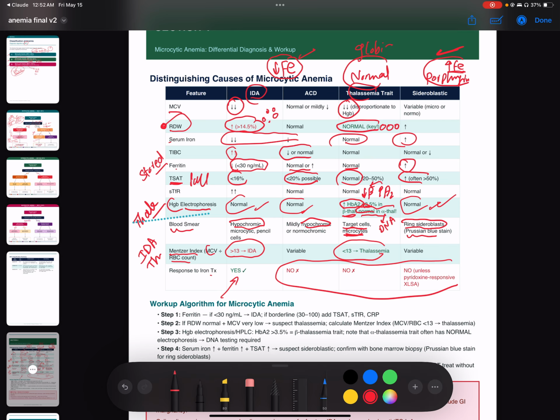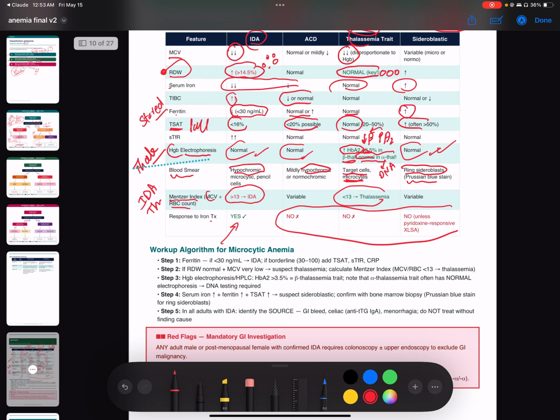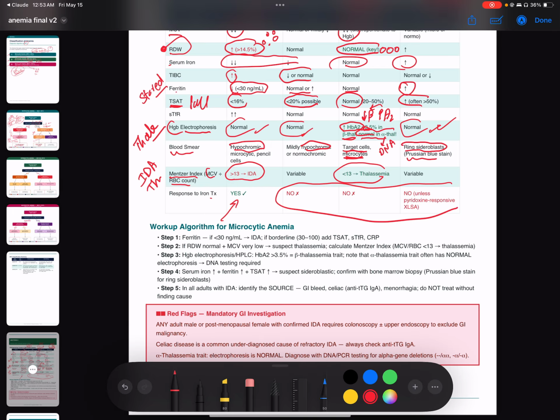And this can sometimes be confusing. There can be different things going on, and you're not exactly sure what's causing the microcytic anemia. So what you can do is empirically treat this patient for iron deficiency anemia and see the response to iron. If they have iron deficiency anemia, they will respond to iron. If they don't respond to iron, you have to evaluate for a different etiology.